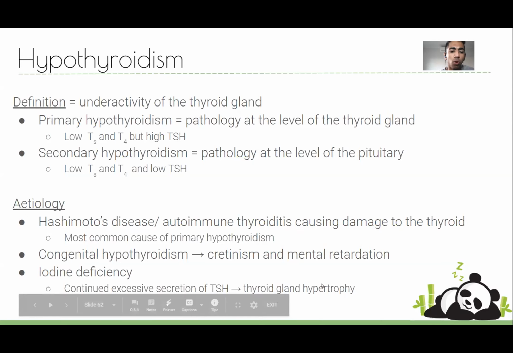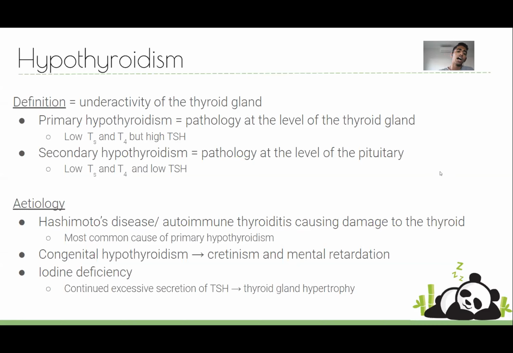There are a few different causes of hypothyroidism. One of the most common ones is Hashimoto's disease. That's where you get autoimmune antibodies causing damage to your thyroid gland. And inflammation is just going to cause it not to function properly because it's cellular death, and there are fewer properly functioning thyroid cells.